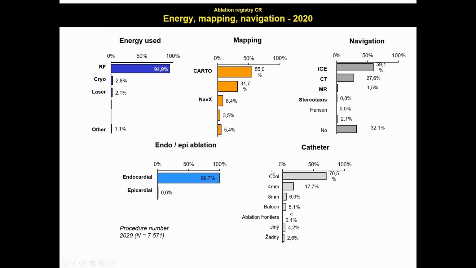For ablation, we are using mainly Q-tip catheters. For AFib ablations, balloon catheters are used in about 10% of AFib ablations. For some cases of flutter ablation, we are still using an 8 mm tip. For conventional ablations, a 4 mm tip.